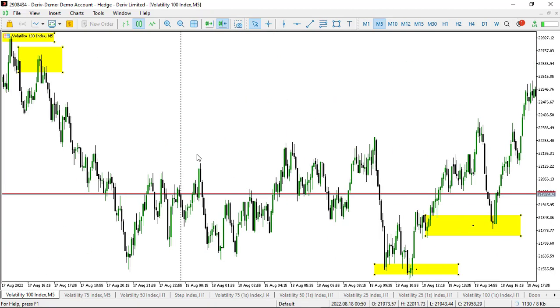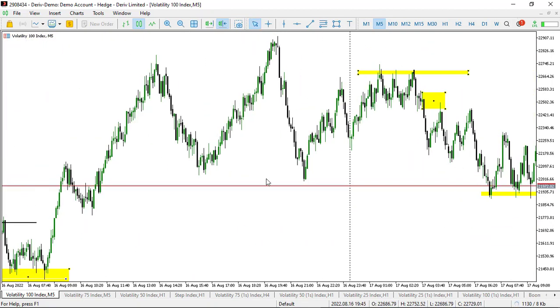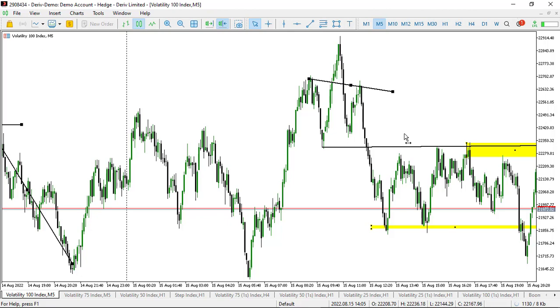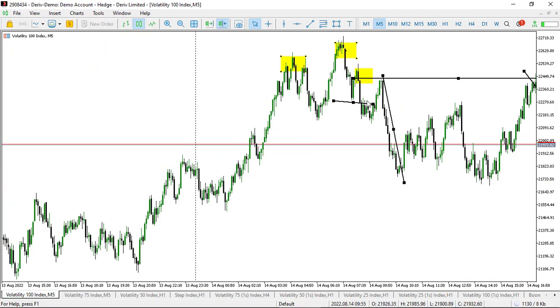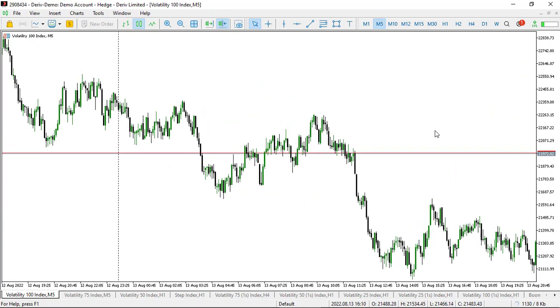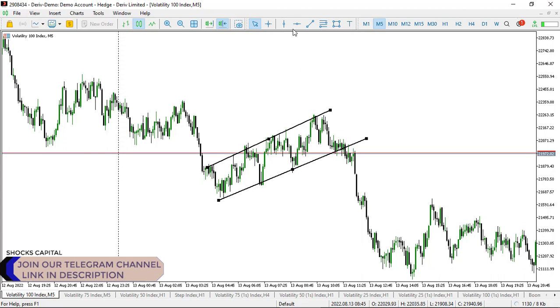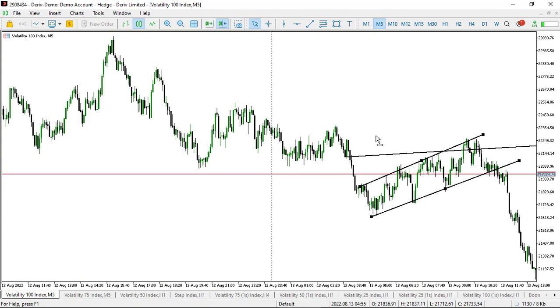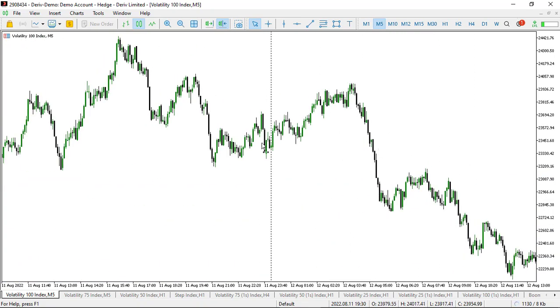So it's always wise to have at least 2 pairs you are looking at. Why? Because when you don't find an anchor on one pair, it's highly likely that you are going to find an anchor on the other pair that you are looking at. So if you are looking at V100 and V75, you are going to be finding some trades on V100 when V75 has no setup.